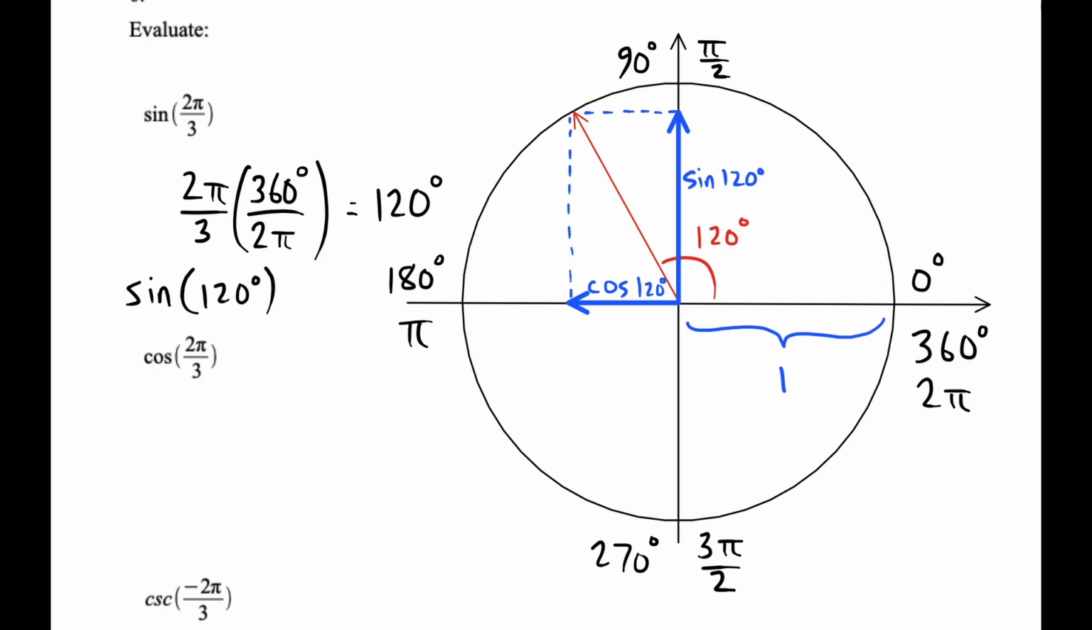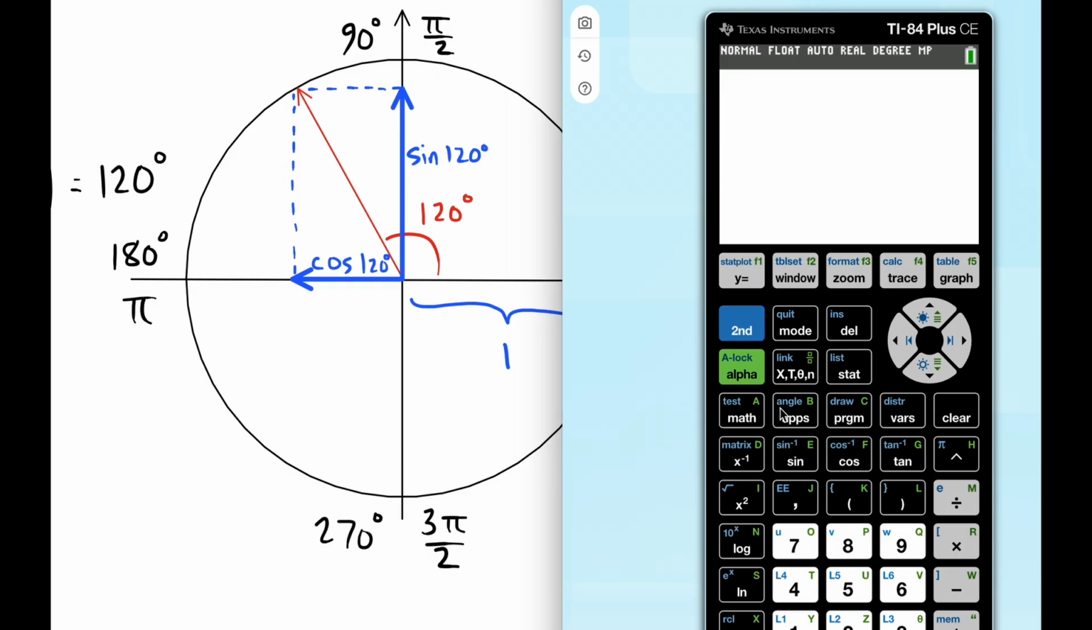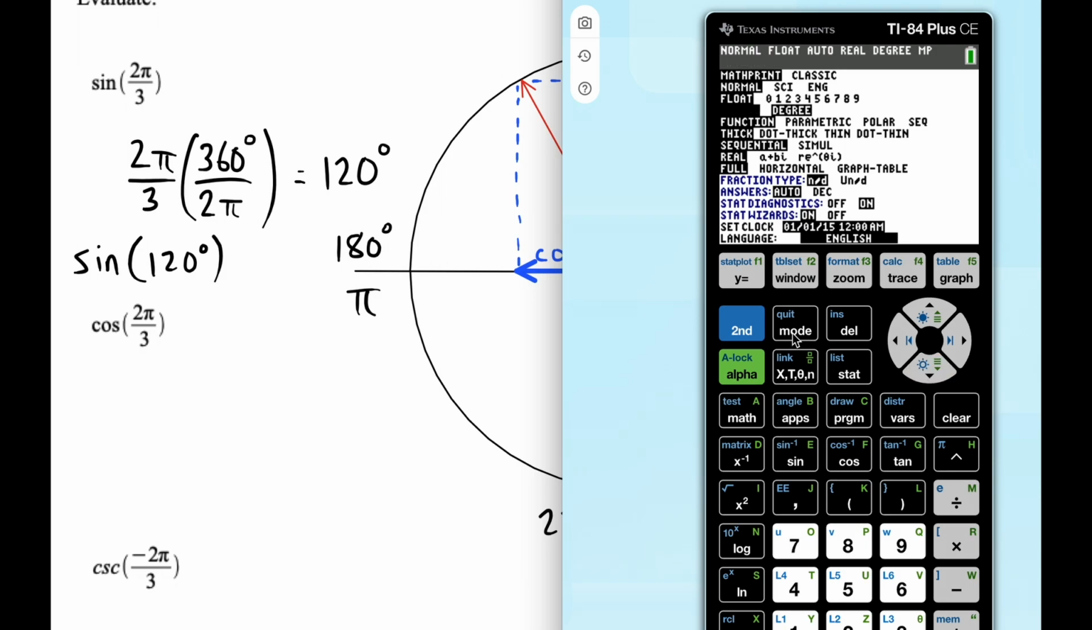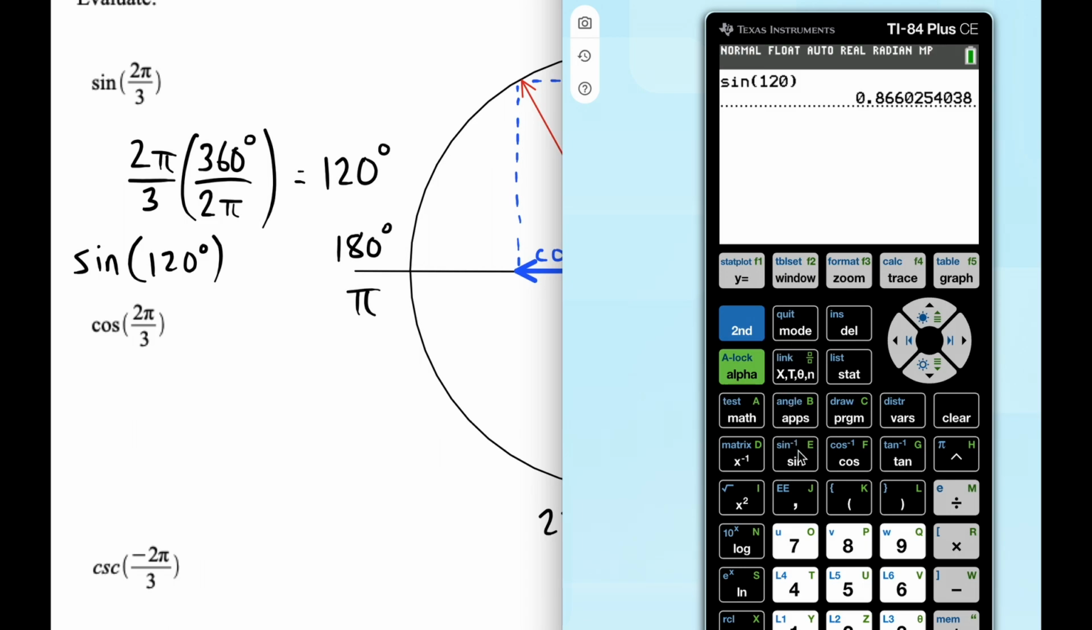If we go to calculator, we can get these answers. So if your calculator is in degree mode, you can type in sine of 120. But if you're in radian mode, you can type in the sine of 2 pi over 3. To switch modes, just hit the mode button. I'll change to radians here. And now we'll want the sine of 2 pi over 3. We get the same answer here.